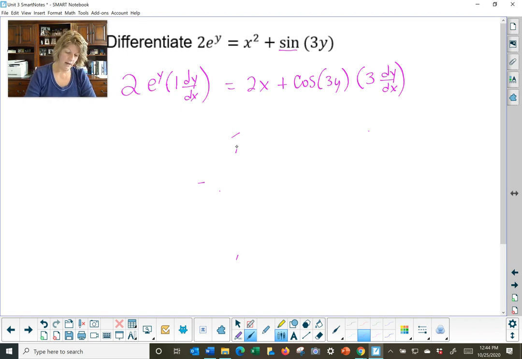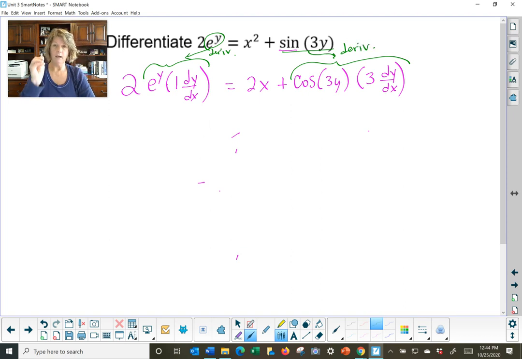Okay. Now, do you want to make some notes to yourself? This was the derivative of e to the y. This all was the derivative of sine. f prime of g of x times g prime of x, the chain rule. This was chain rule. Both of them had chain rule.